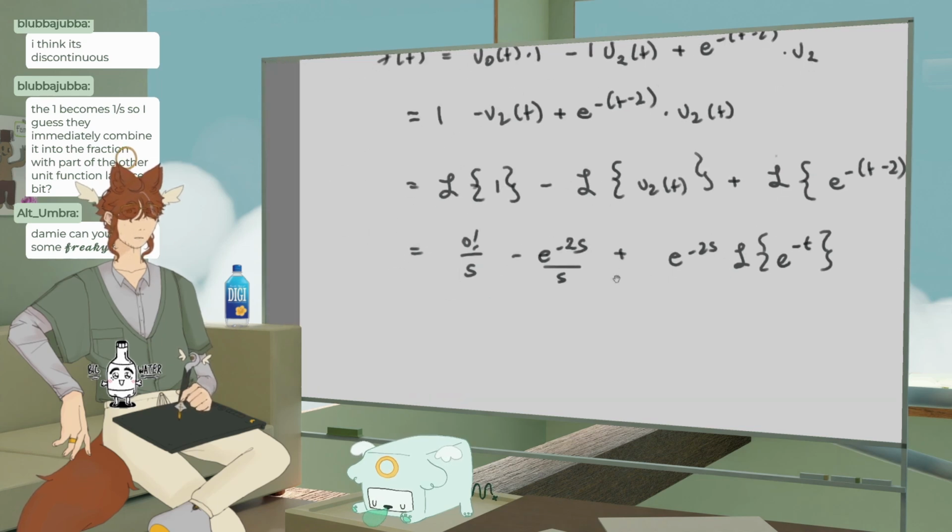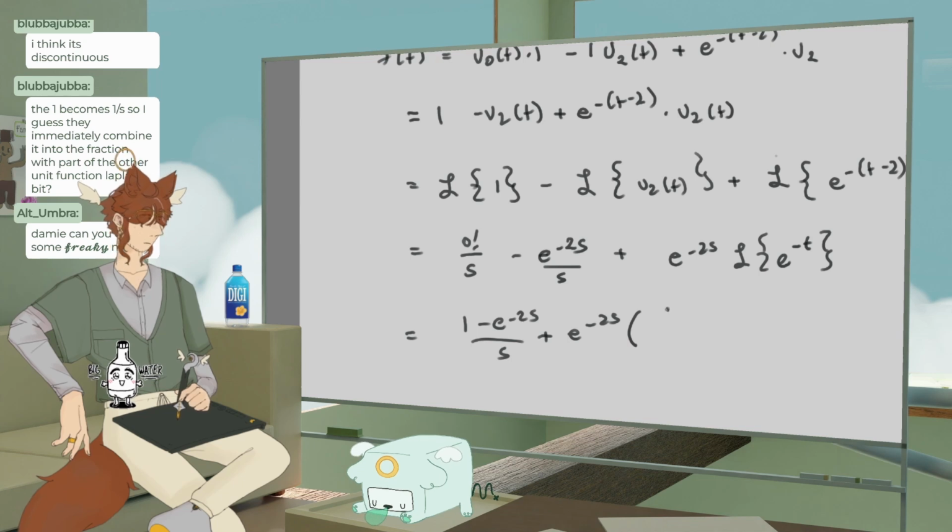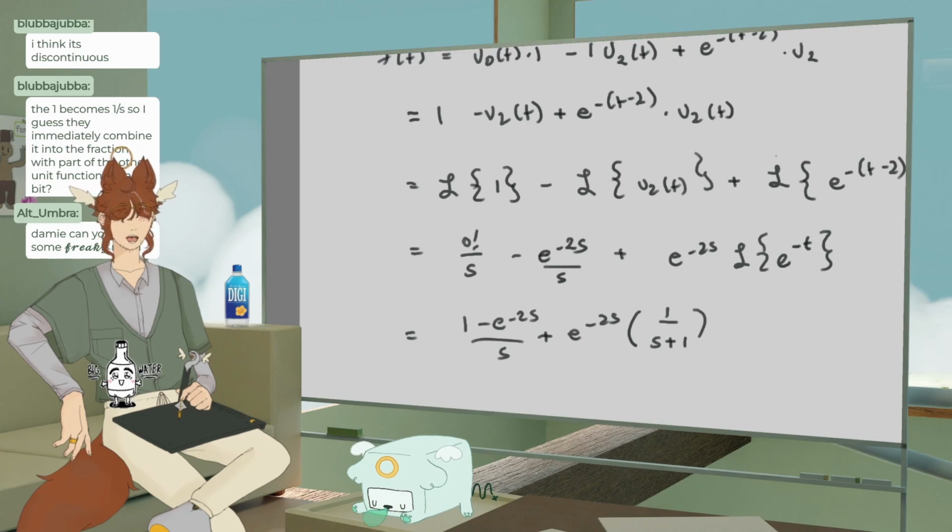And that equals 1 minus e to the negative 2s over s plus e to the negative 2s times 1 over s plus 1. Yeah, it does equal that.